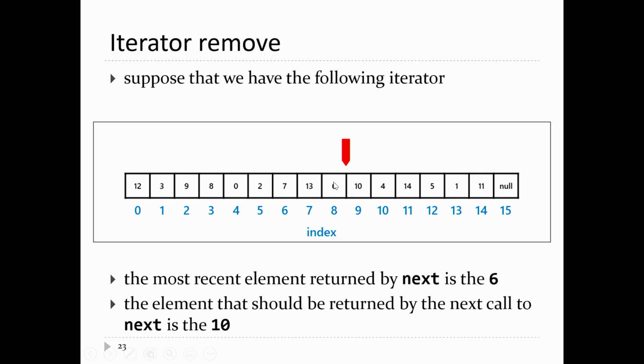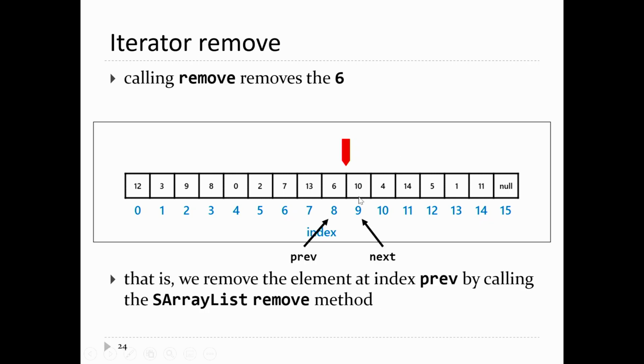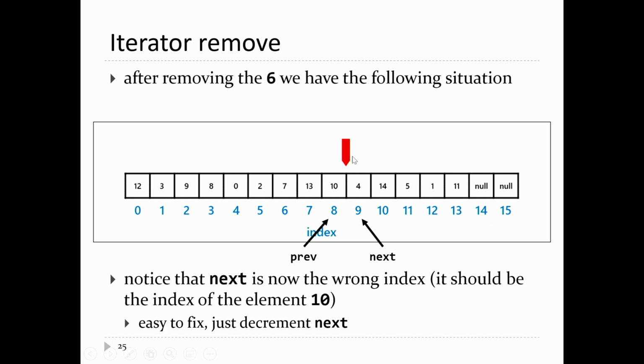So we want to remove the 6, and we want to remember that the next element is 10. So we want to remove the element at index 8 and remember that the next element to be returned is the element sitting at the old index 9. Now remember what happens when I remove that 6. All these elements are going to go over one position to the left. I do have a picture of that. So I remove the 6, and now this is the picture of my list.